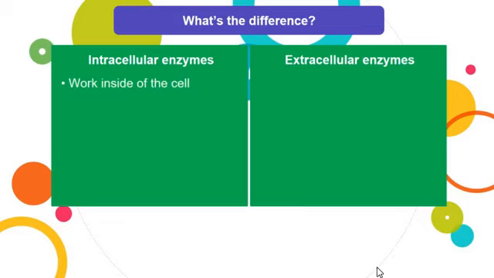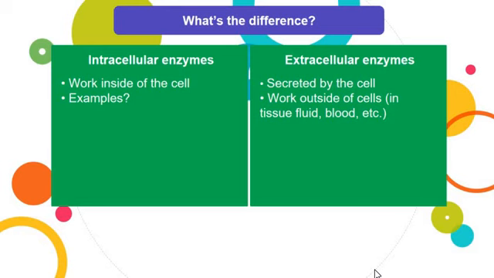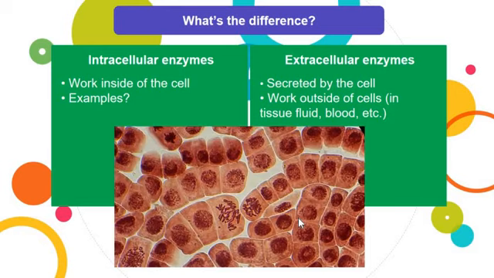Intracellular enzymes, as per their name, work inside of the cell. So intra meaning within and cellular is referring to the cell. We'll look at some examples soon. Extracellular enzymes are ones that are secreted, so they're going to be pushed outside of the cell. And these are going to work in the external environment surrounding the cells. So that could be tissue fluid, it could be blood, it could be all sorts of things.